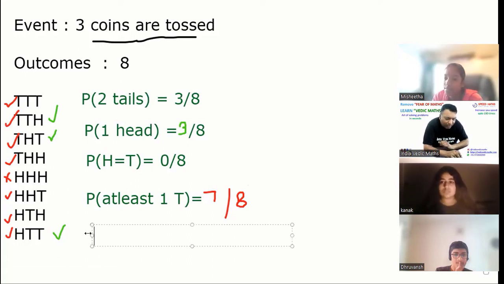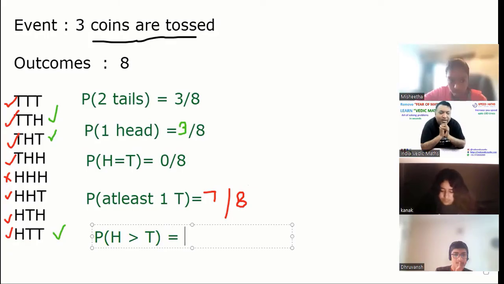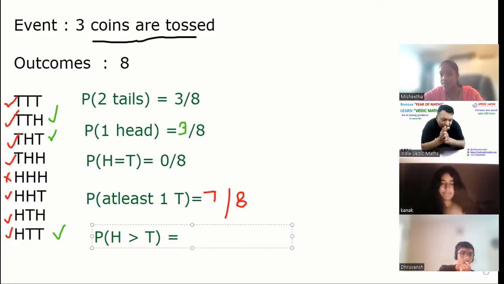What is the probability of getting heads more than tails? The number of heads are always more than the number of tails. Okay. 3 by 8, 1 by 2, 1 by 2, 4 by 8. Keep writing.